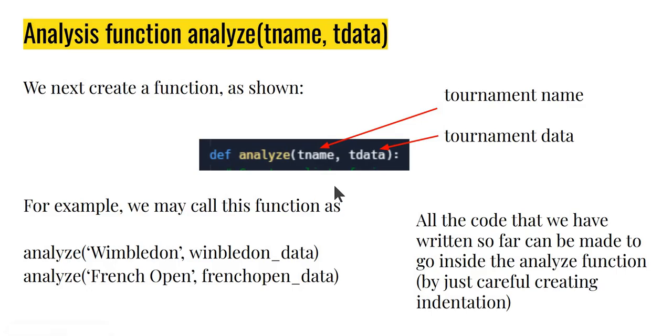All we will do is create a function with two arguments, say t name, which is the tournament name, and t data for tournament data. Really, like I said, all the code is already there. We just need to do proper indentation and we'll be good. And once this function is ready, we can start calling this as, let's say, Wimbledon data. So this should be a M here, and French Open, say French Open data, and perhaps even more tournaments.